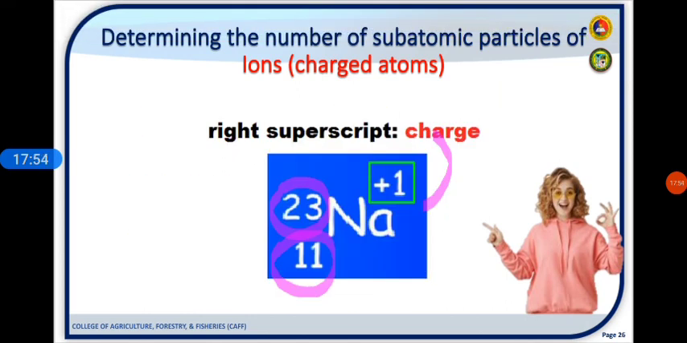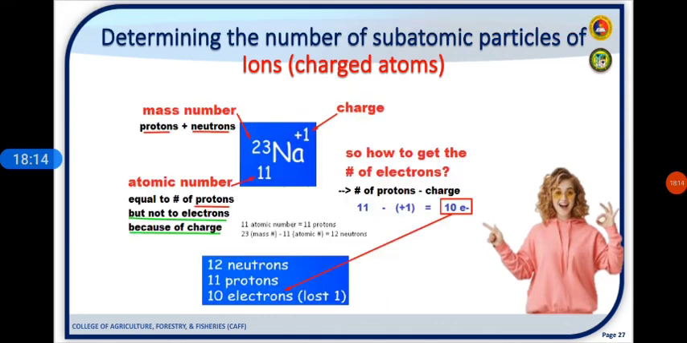Okay, so the charge is written as the right superscript. For mass number, it is the left superscript. For atomic number, it is written here as the left subscript. Now for the right superscript, that is the charge. Okay, so look at that one. In this example, we have Na, or sodium. The mass number is 23.